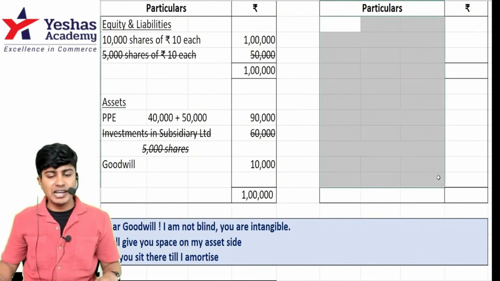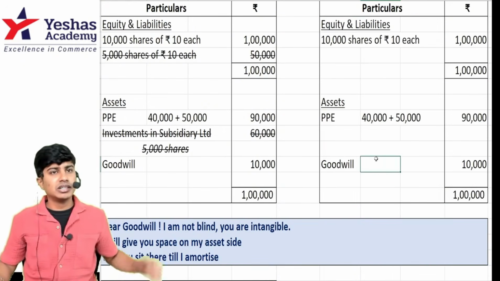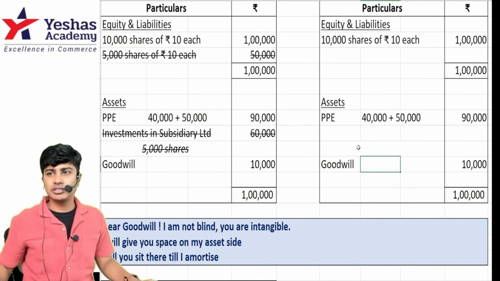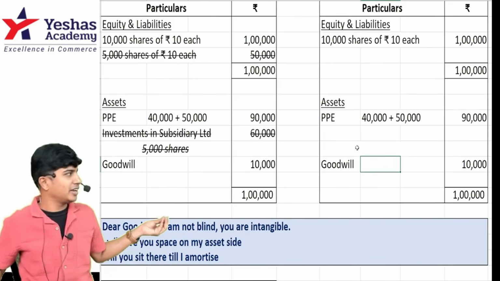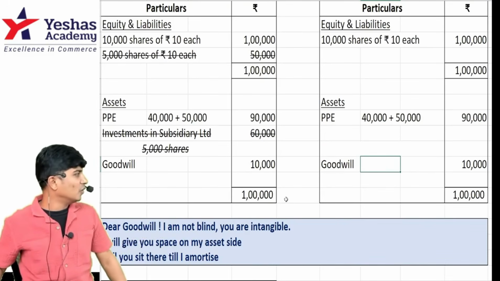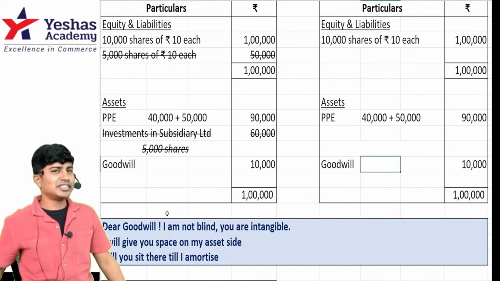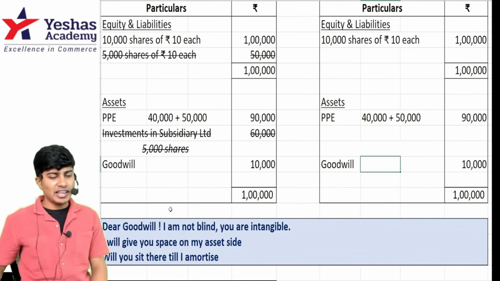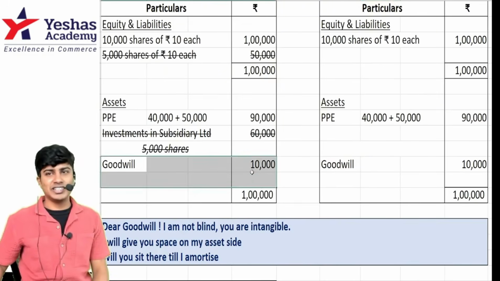Shall I write one clean balance sheet without those scratched items? This is my consolidated balance sheet. At this moment, I would want to dedicate one small poetry for goodwill. Dear goodwill, I am not blind. It's just that you are intangible. I'll give you space on my balance sheet asset side. Will you stay till I amortize?